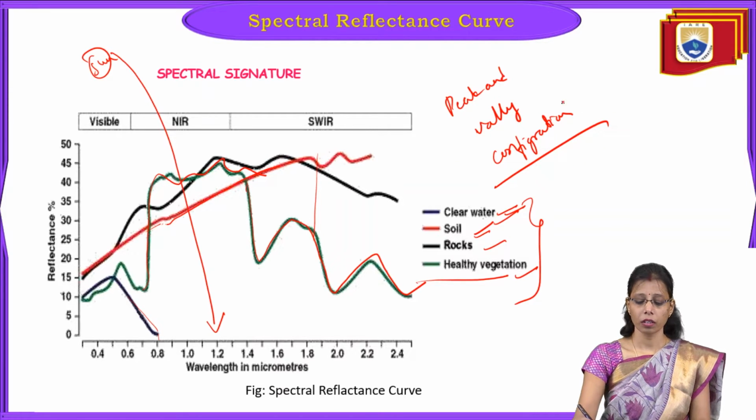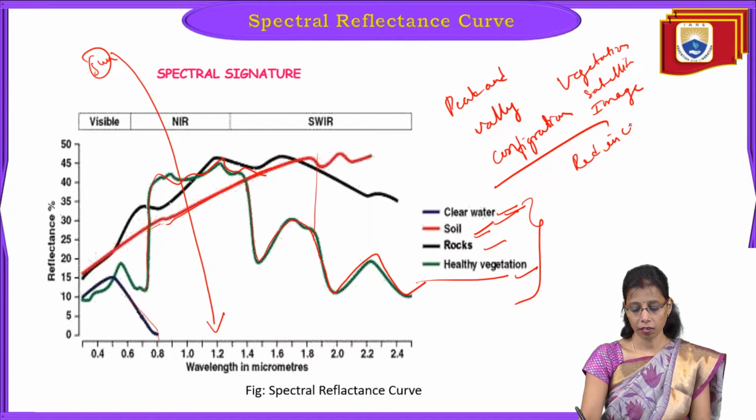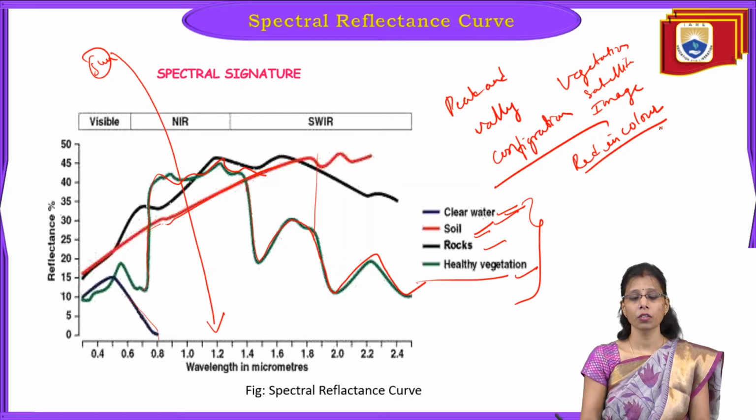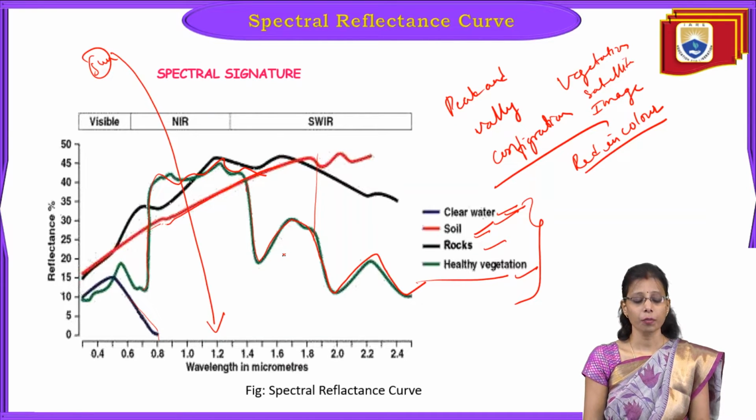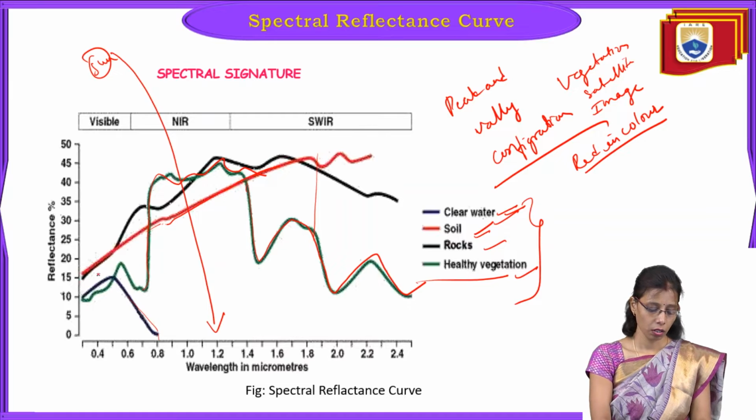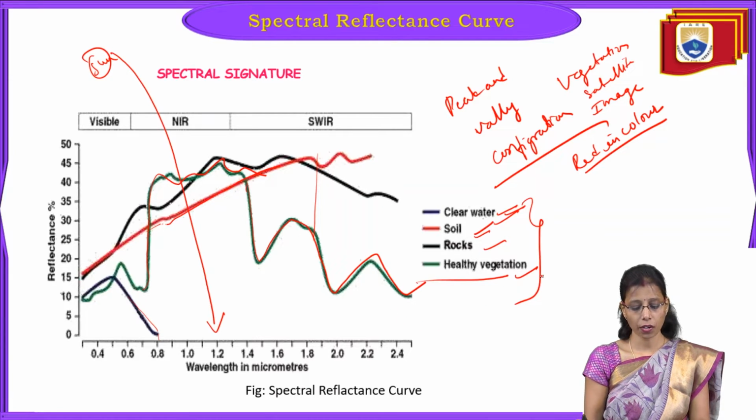That's the reason that when you see a satellite image, the vegetation will always appear red in color. Vegetation appears this way due to the presence of chlorophyll, and the reflection will be more in the infrared region. That's the reason the red color will appear in our images. Now when we see rocks, in the visible region it is less reflecting. In near infrared it is more reflecting. Then in the SWIR or radio region, it is reflecting more.